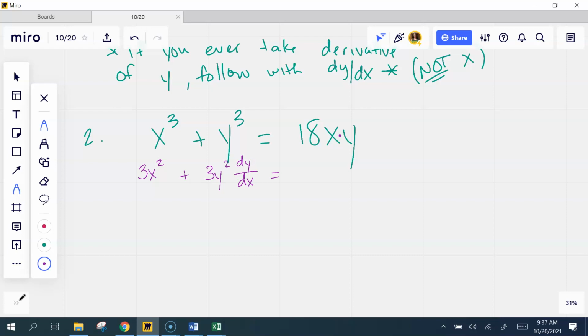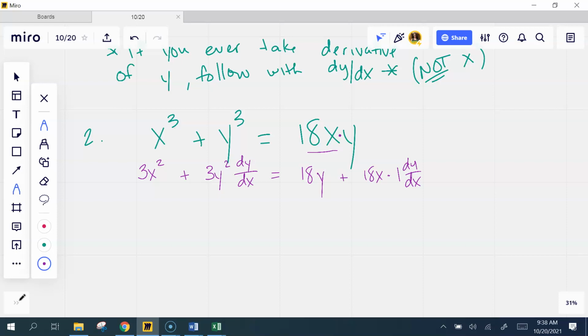All right, derivative of the first, 18 times the second. Nope, I didn't take the derivative of that. I did the derivative of the first times the second plus the first times the derivative of the second, which is 1 dy dx.